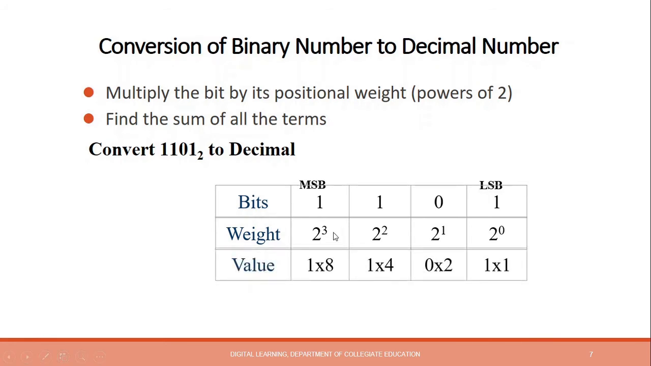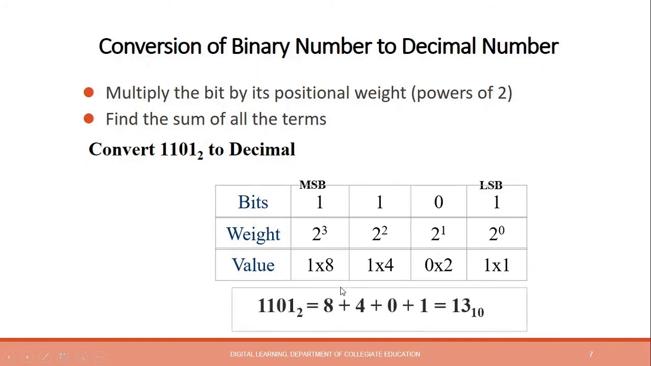Now the values of each bit position are, here it is 1 into 2 raised to 0, which is 1. 1 into 1, 1. Here it is 0 into 2 raised to 1, 0 into 2, which is 0. And here it is 1 into 2 square, which is 4. Here it is 1 into 2 raised to 3, which is 8. So we will get the equivalent of 1101 in binary as 13 in decimal.